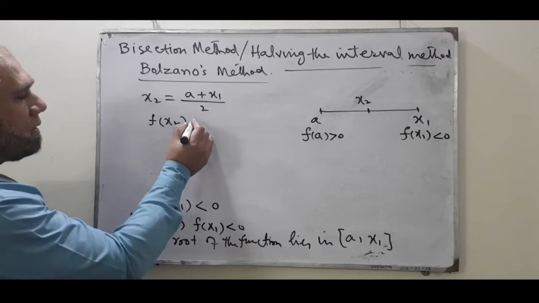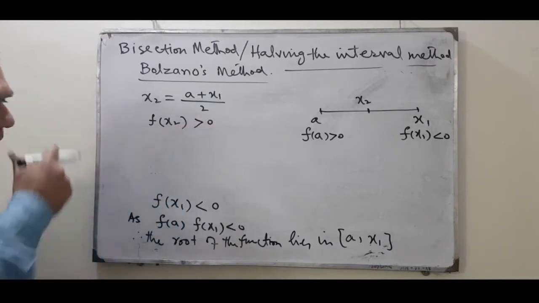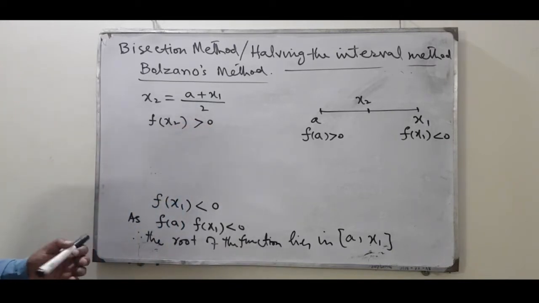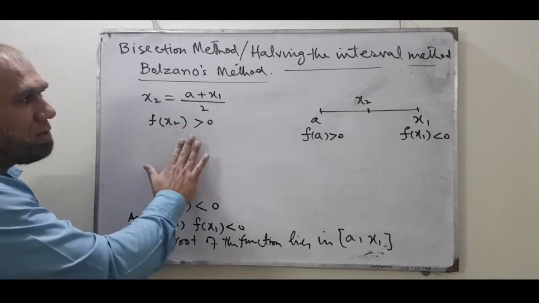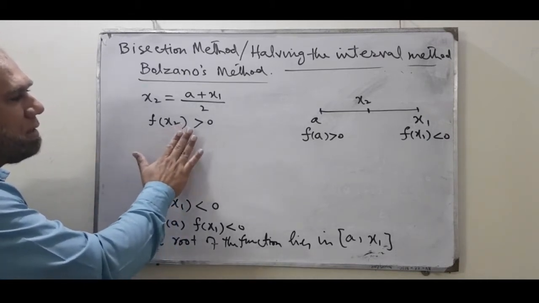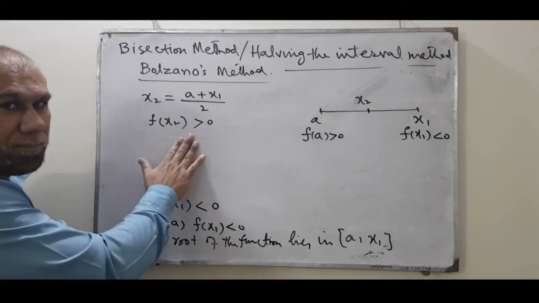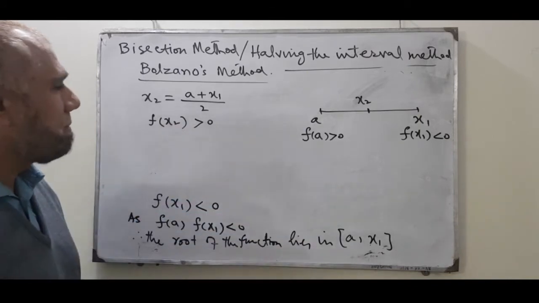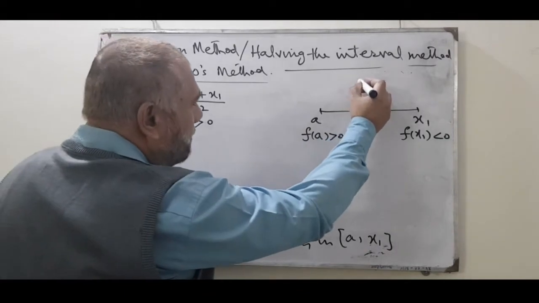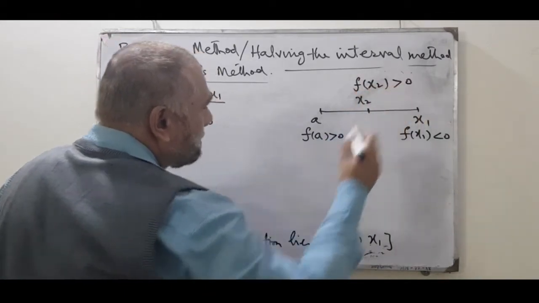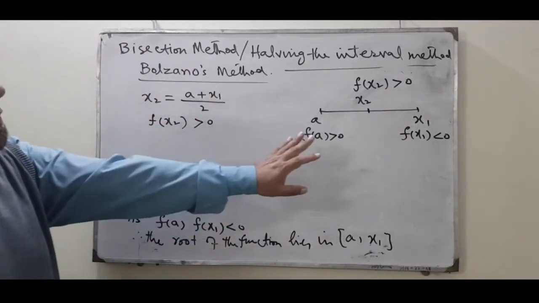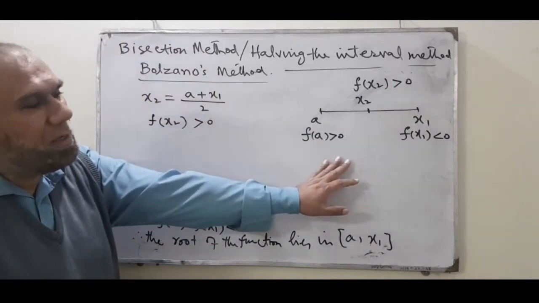This time we take it as positive. Okay. Previously we have taken it as negative, and this time we take it as positive. But in actual fact, whenever you are solving a question, this sign will of course appear after making the calculations. So here, for the purpose of this view, we take the function's value at x2 as positive. And now once again we have to drop half of the interval.